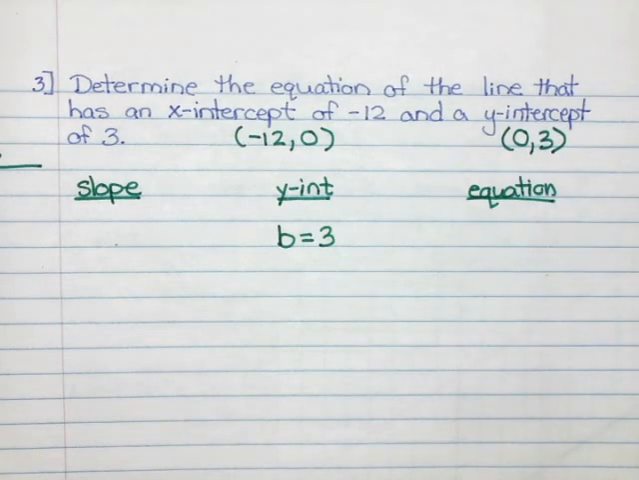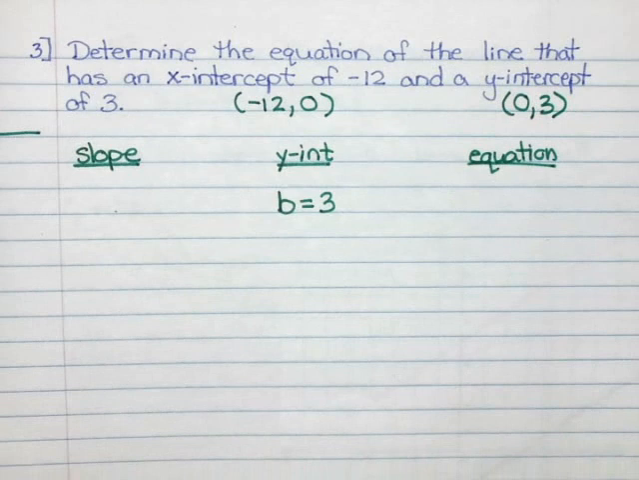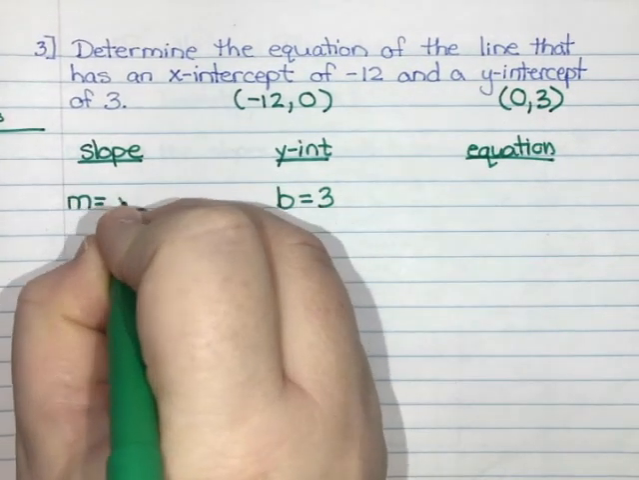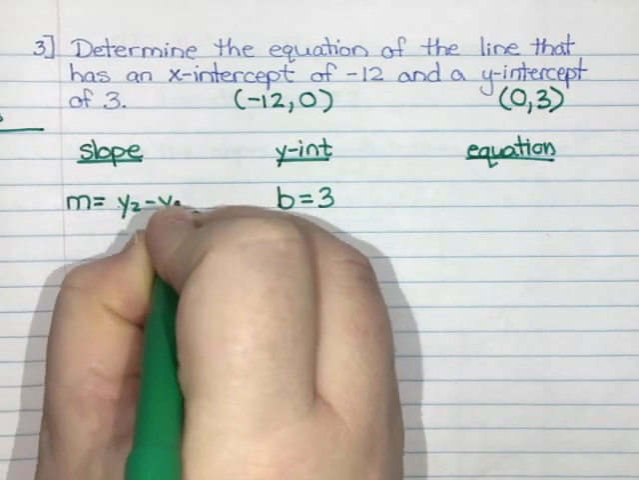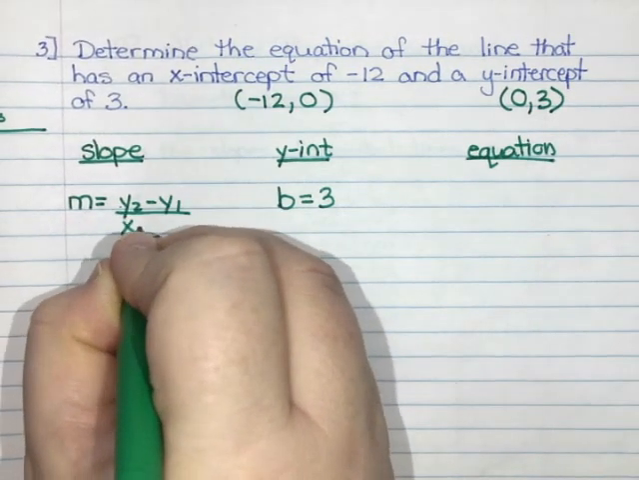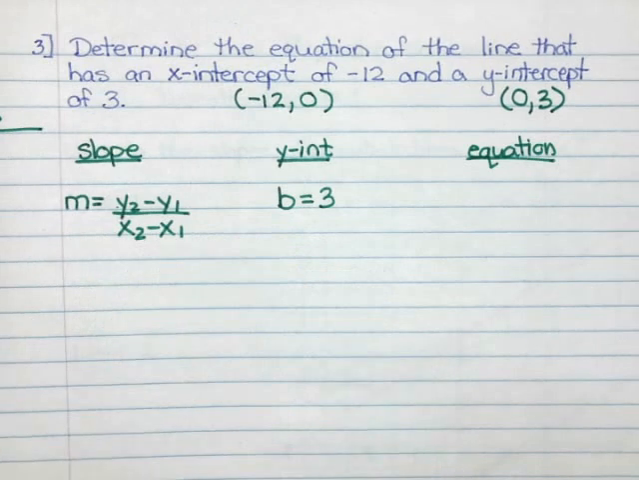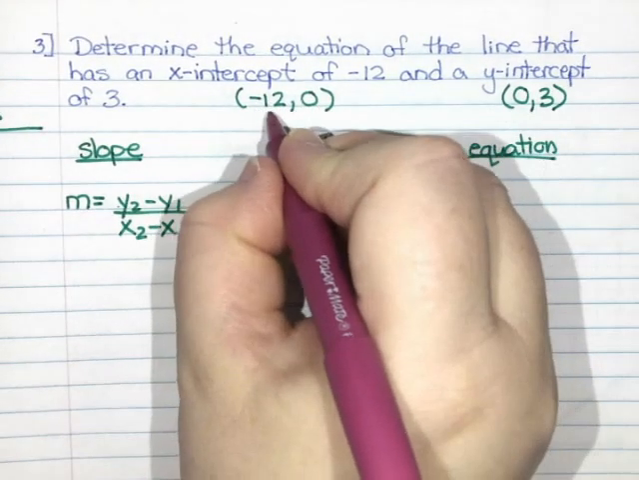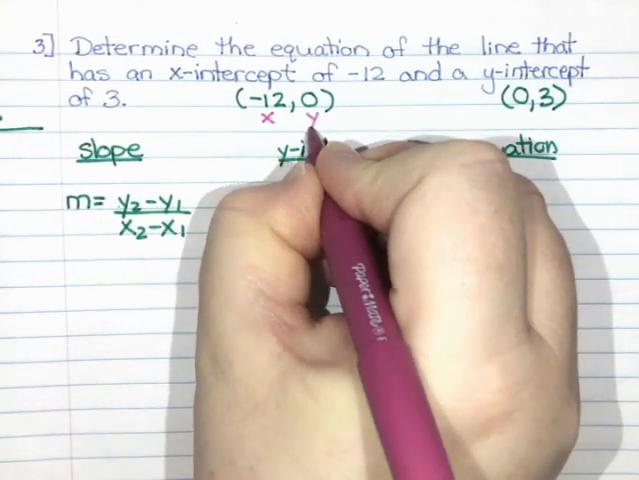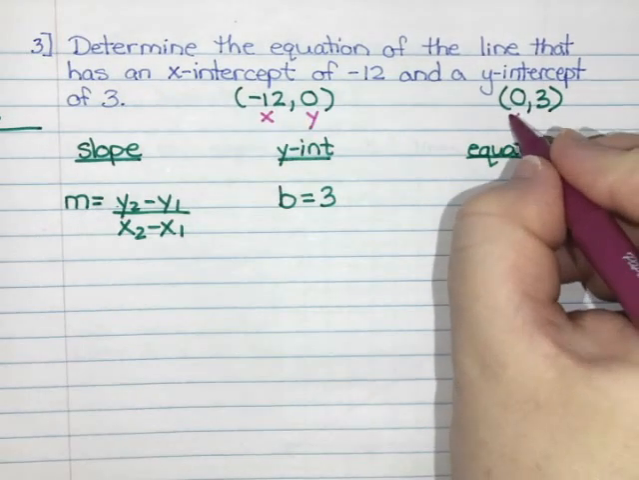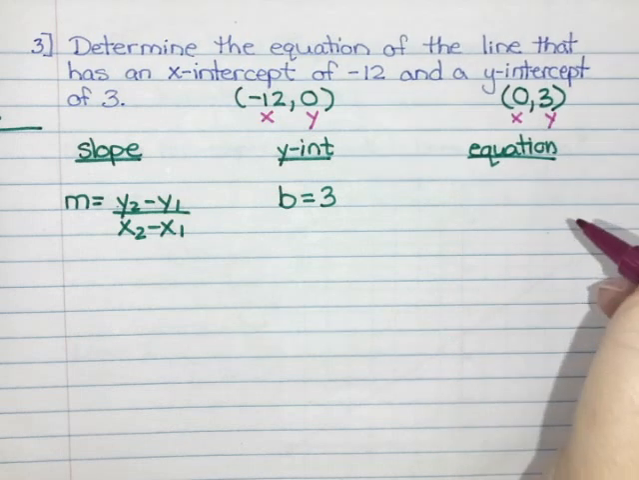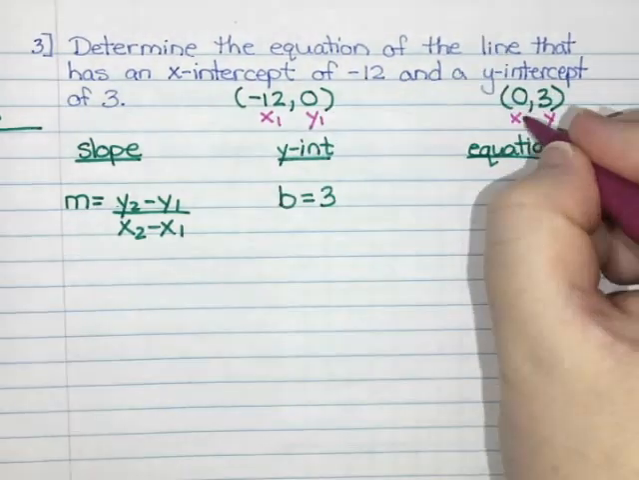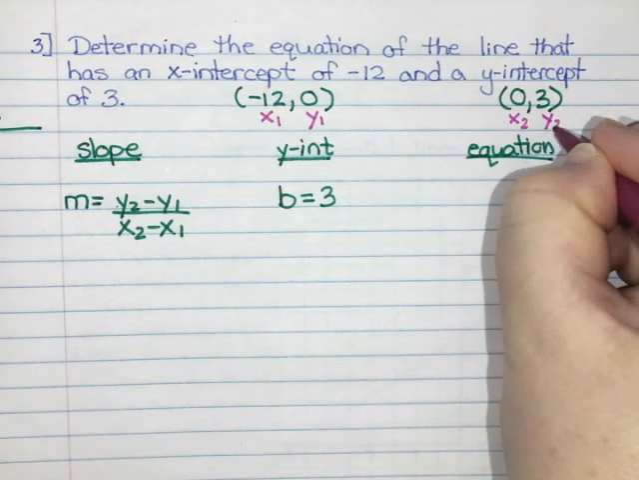So to calculate slope, we can use our formula. It says m, slope, equals y2 minus y1 divided by x2 minus x1. Every point has an x and a y coordinate. So our first point here is x and y. Our second point here is x and y. And then it's up to you to choose which one is point 1. I'm going to make this point 1. And which one is point 2. I'm going to make this point 2.